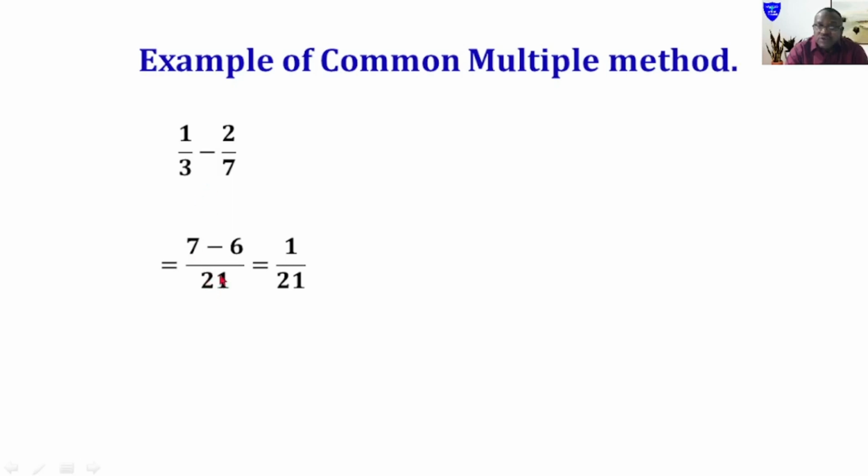You say 21 divided by 3, it gives you 7. 7 multiplied by 1, you get 7. Then you do the same here. How many times does 7 go into 21? It goes in 3 times, because 3 times 7 is 21. So 21 divided by 7 is 3. That's 3 multiplied by 2. You get 6.